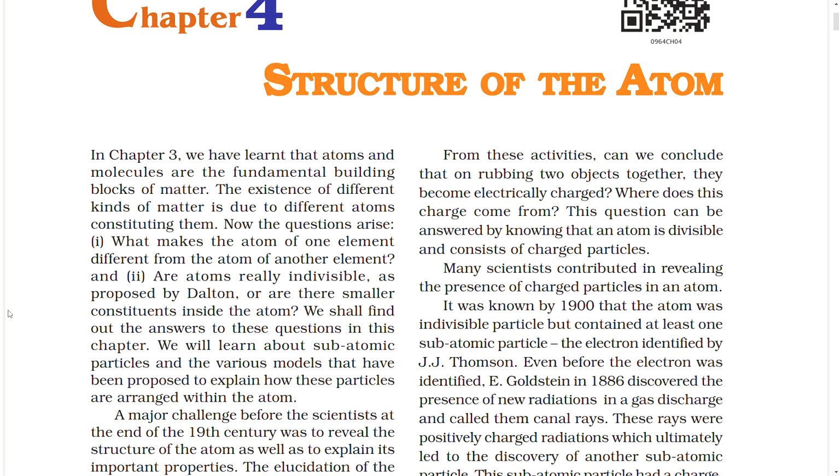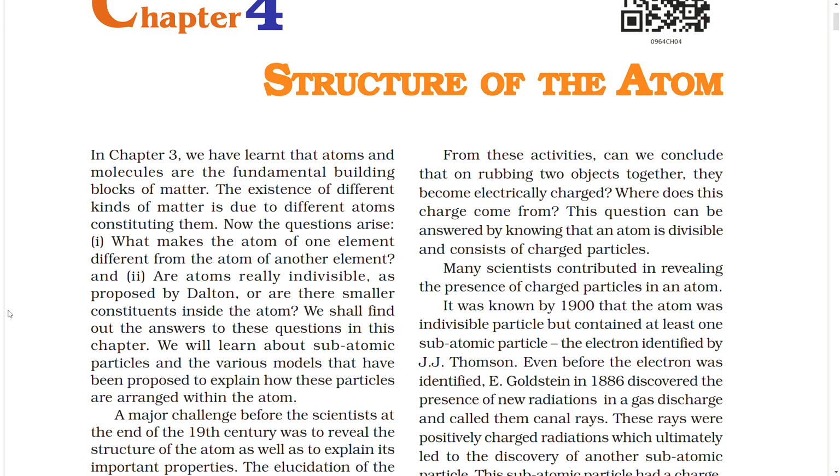From these activities, can we conclude that on rubbing two objects together, they become electrically charged? Where does this charge come from? This question can be answered by knowing that an atom is divisible and consists of charged particles. Many scientists contributed in revealing the presence of charged particles in an atom. It was known by 1900 that the atom was not an indivisible particle but contained at least one subatomic particle, the electron, identified by J.J. Thomson.